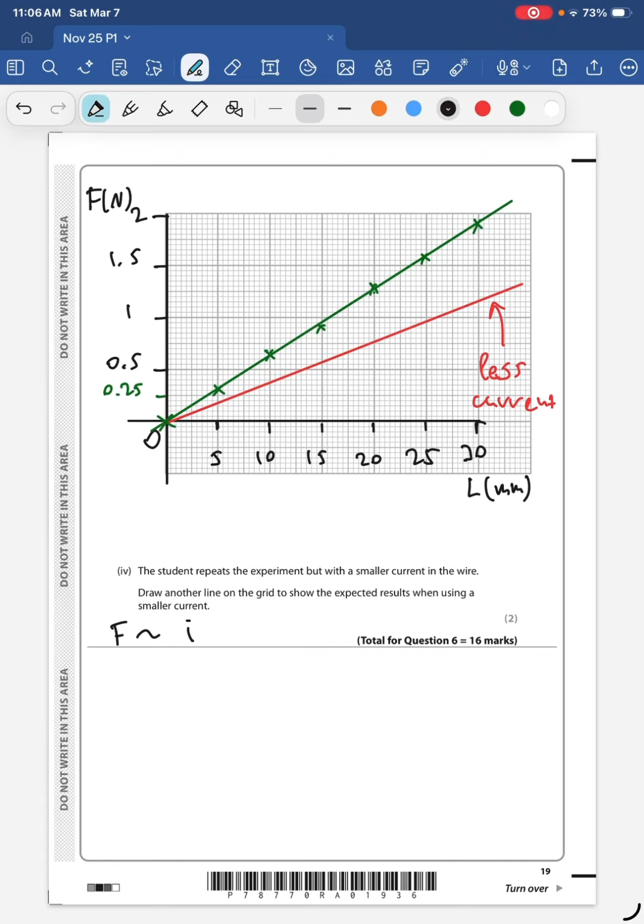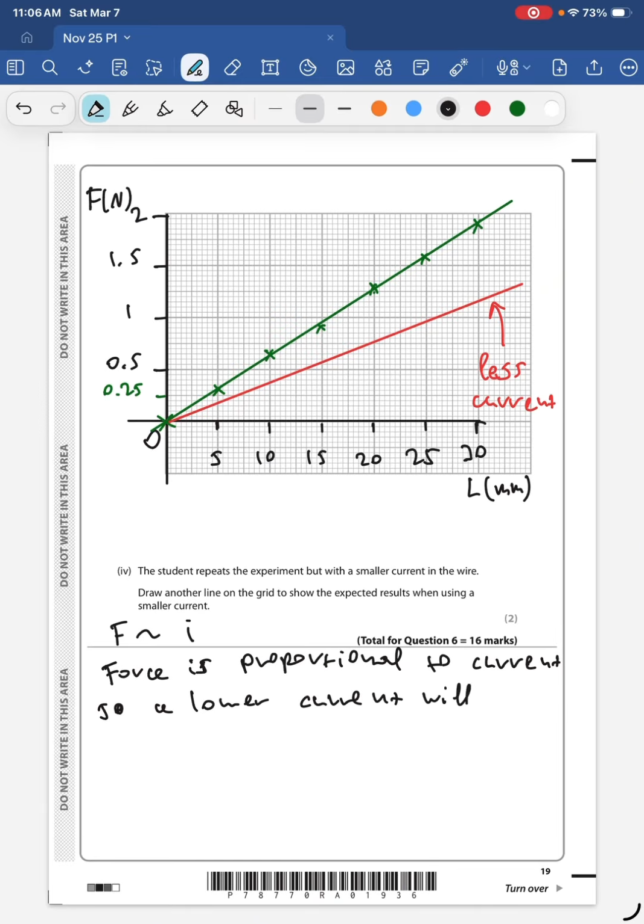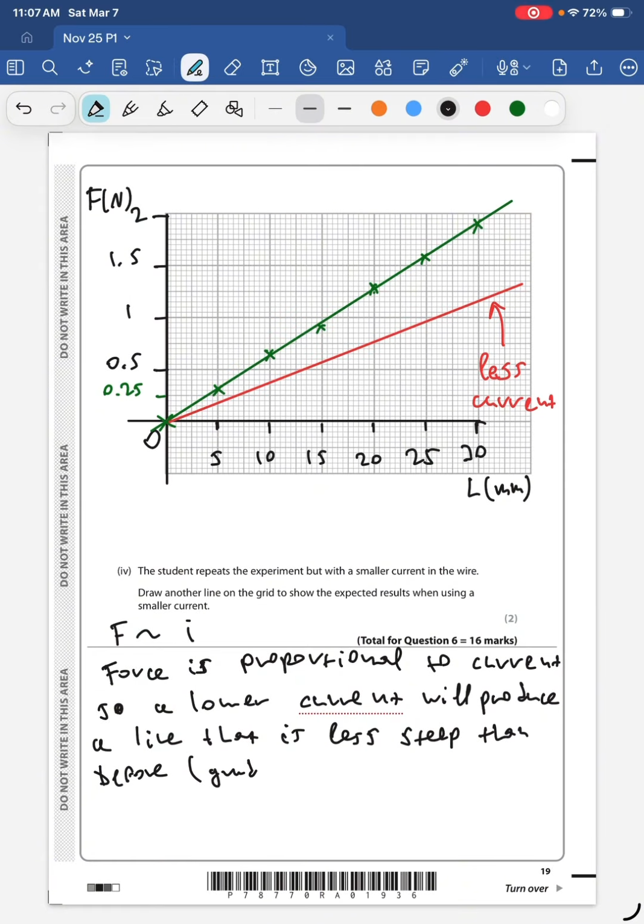And we can explain it down here. So force is proportional to current. So a lower current will produce a line that is less steep than before. And we can write in parentheses that the gradient is proportional to current.